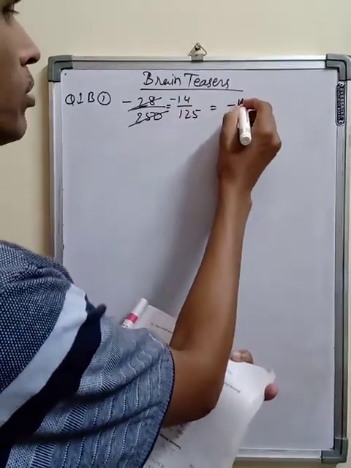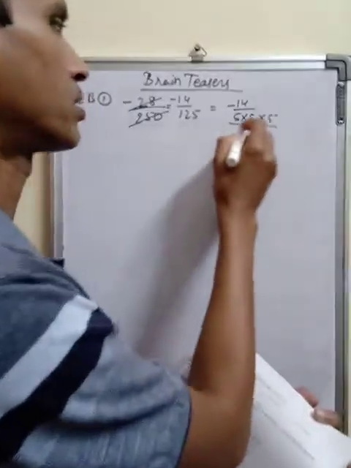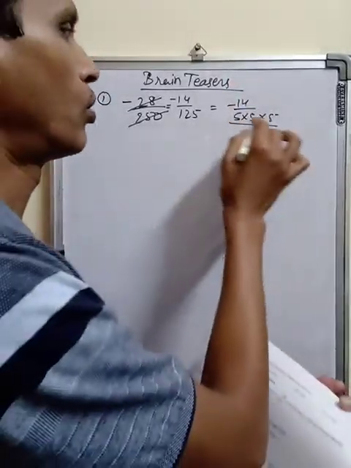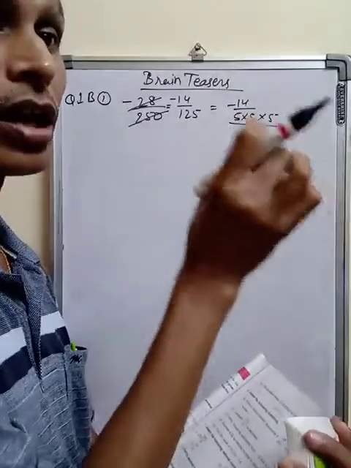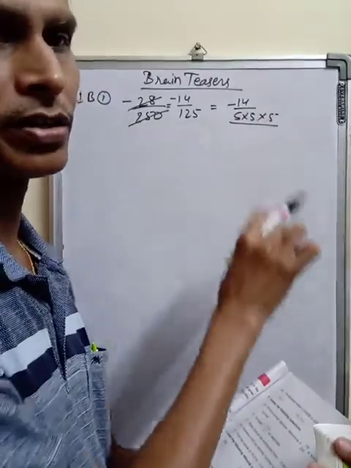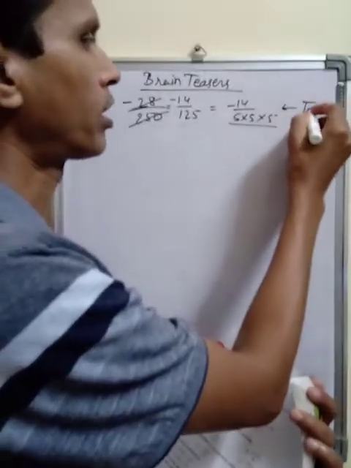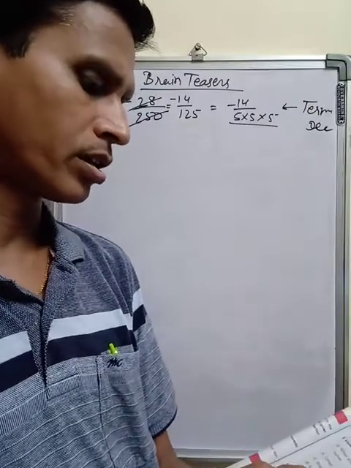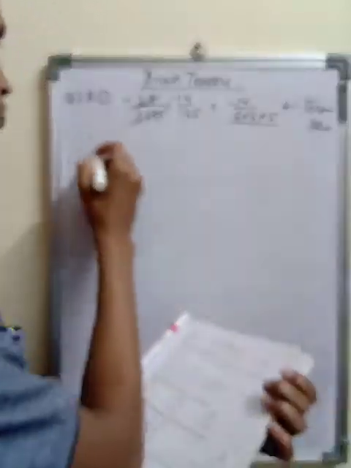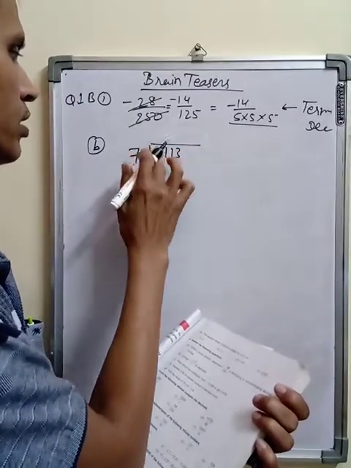So how can we check whether it is terminating or non-terminating? By finding its prime factorization. First of all, we will cancel it, meaning we will write it in standard form. We will cut it by 2, 2 times 7 is 14, and this will become 125, and no more cancellation is possible now. This will become -14 upon 5 into 5 into 5. So here all the factors are prime, only 2 and 5.